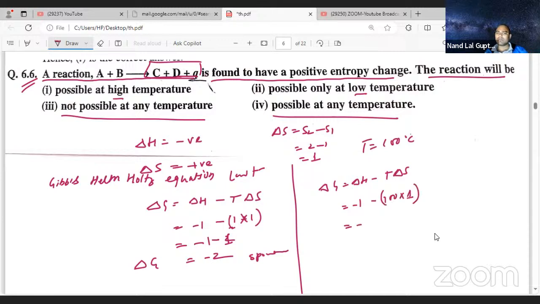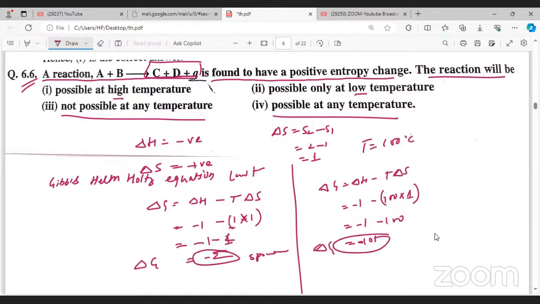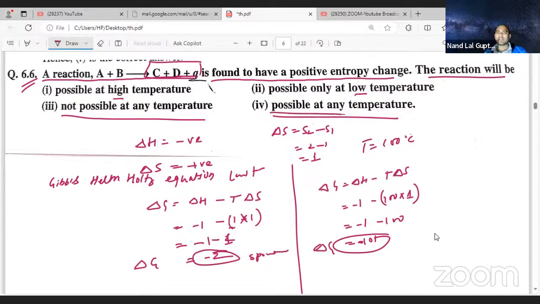So what will it be? -100. How much is coming? -101. This is negative. So whether you are going to low temperature or high temperature, the value of delta G is coming negative. So what will you do? Option number 4. Possible at any temperature. Are you getting this one?